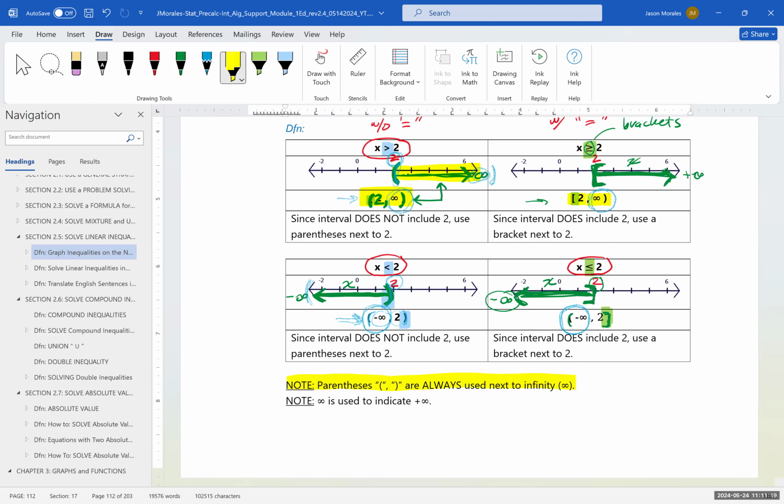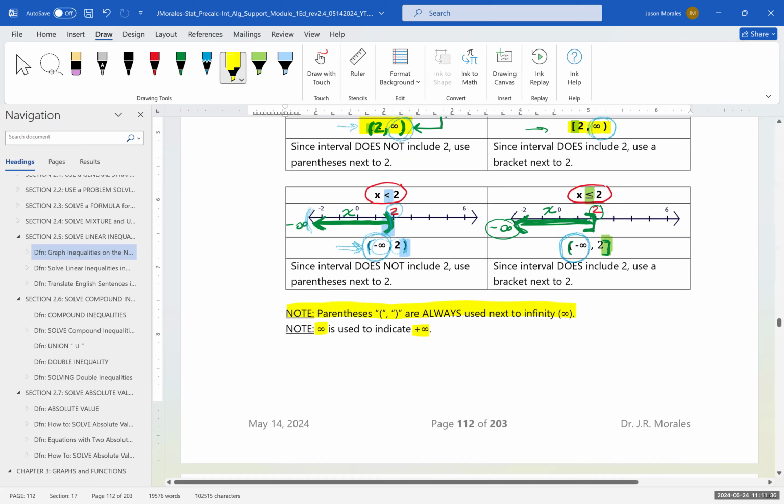And you'll also notice sometimes I put positive infinity and sometimes I just put infinity. Don't be surprised if you often see just infinity without the plus sign. It's just kind of assumed that's positive infinity.